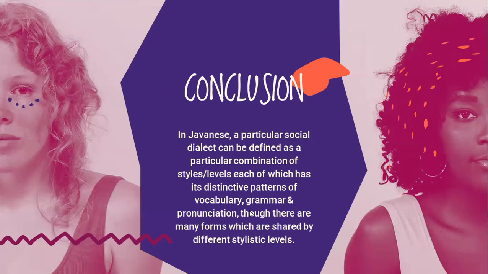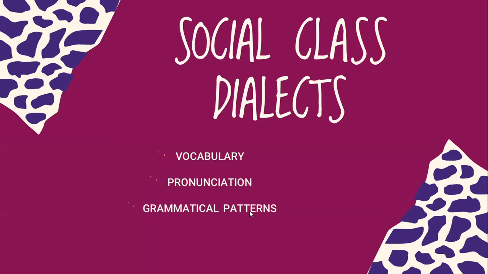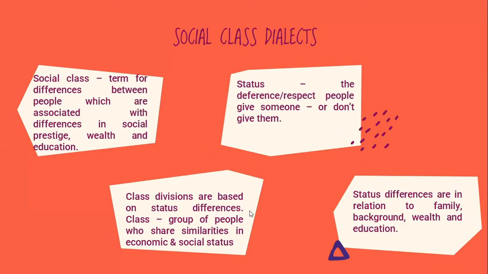So now we move on to social class dialect. We will look at it in terms of vocabulary, pronunciation, and also grammatical patterns. Social class refers to the differences between people which are associated with differences in social prestige, wealth, and also education. Status refers to the respect people give or don't give to someone. These class divisions are based on status differences. So class refers to a group of people who share similarities in economy and social status. Status differences are in relation to family background, wealth, and also education.